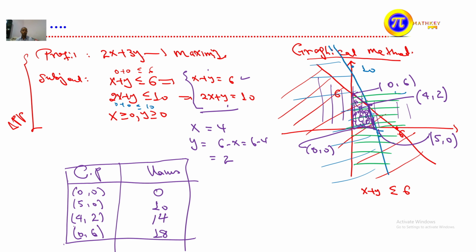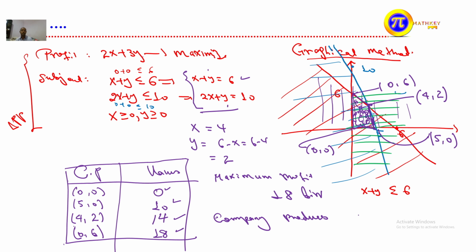After that, you try to compare and contrast the values. 18 is the maximum value. So the maximum profit is equal to 18 birr. What are the products? That means the company produces 6 products of B, but no production of product A.